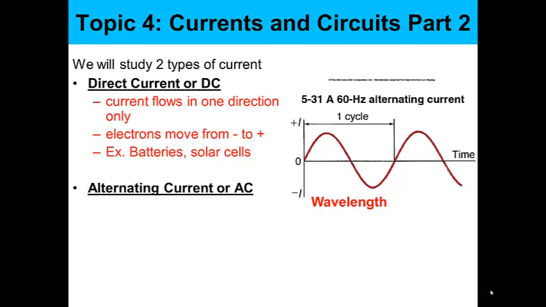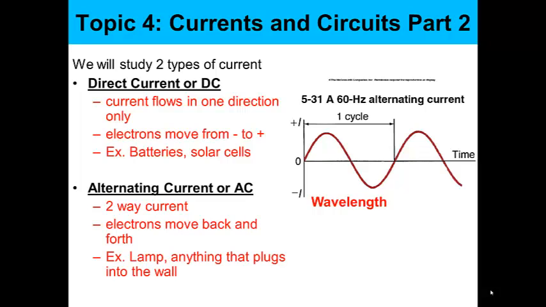Alternating current, or AC, is a two-way current. Electrons move back and forth. An example is anything that plugs into a wall. So the chart here is an example of alternating current, where positive, negative, it flips back and forth.